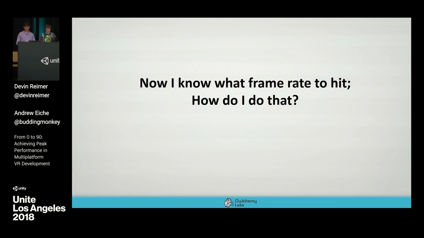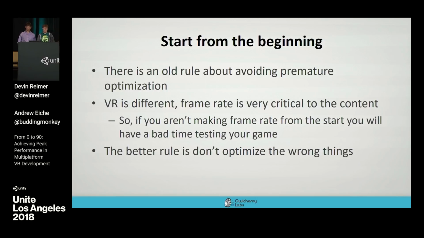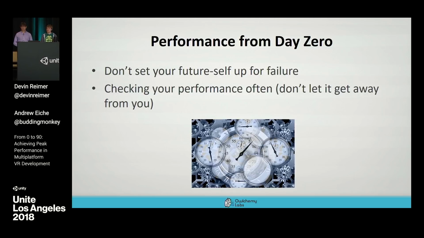So now I know what frame rate to hit. How do I do that? Well, there's an old rule about premature optimization, but it's actually very different in VR. Frame rate's incredibly critical to the content, so if you aren't making frame rate and you're attempting to test your content, you're going to be sick from the start and have a very bad time. So the better rule in the case of VR is to not optimize the wrong things. We work on performance from day zero. It helps set us up for the future, so there's less of a gap between where we need to be and where we currently are when it comes to shipping the game. And we check often.